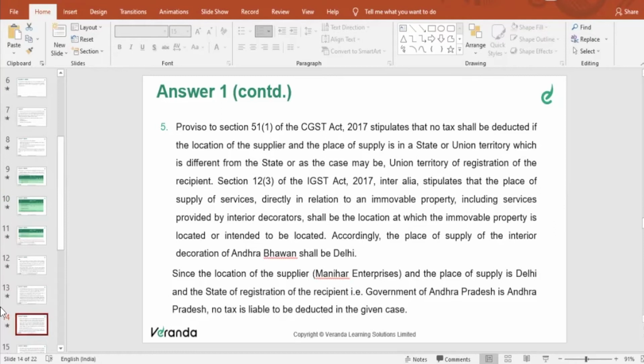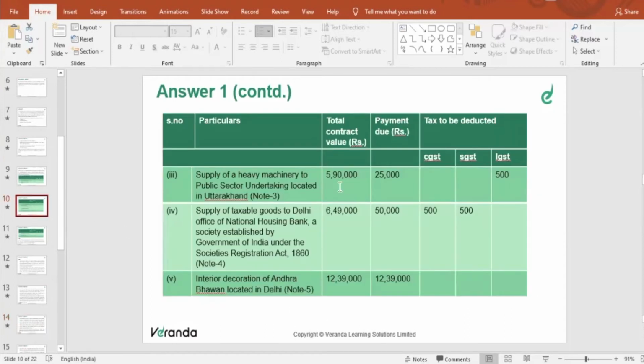Again, these are trick questions. When you're looking at it, it was actually a question more of place of supply than on 51. So yeah, you had to match it up as well. All right. So here the total supply contract value will be 12,39,000. Payment due will be 12,39,000, but no tax shall be deducted by the government of Andhra Pradesh.